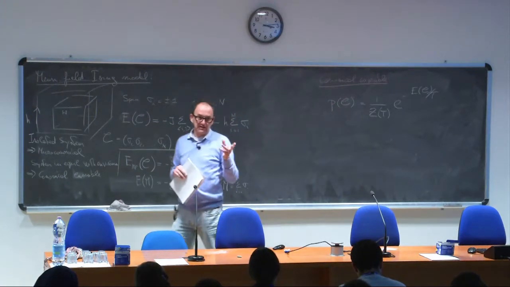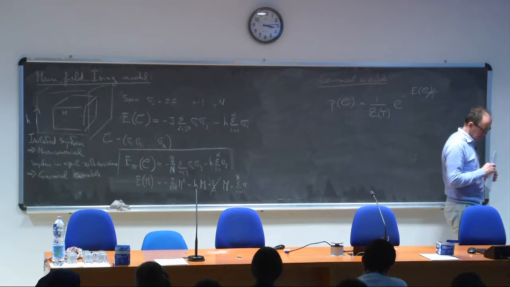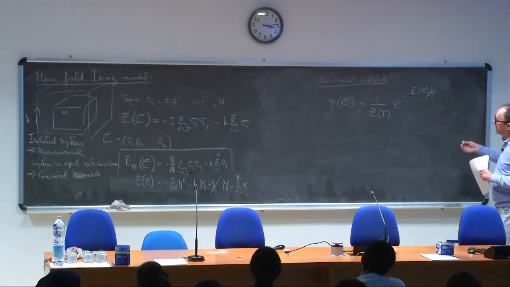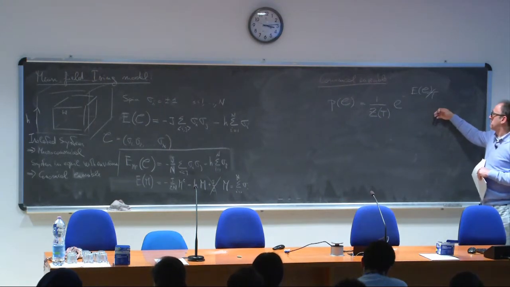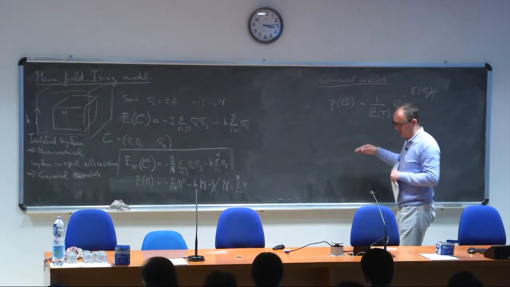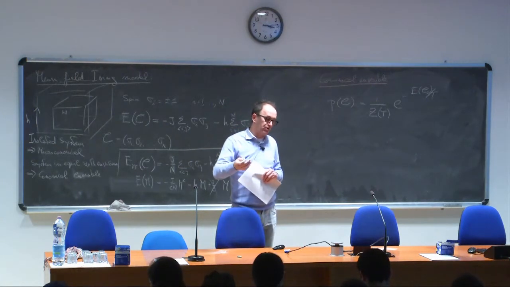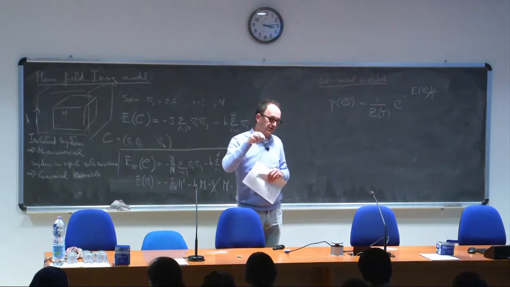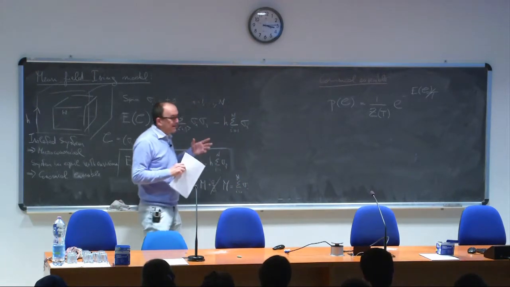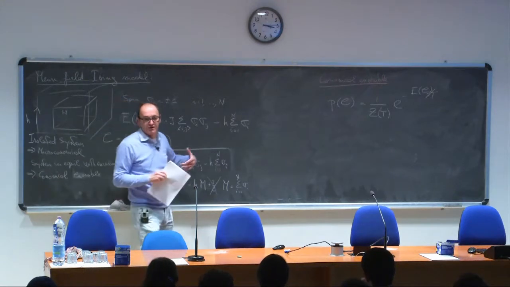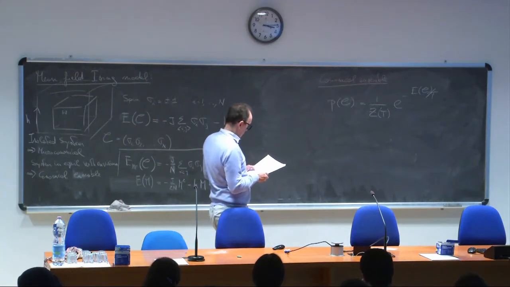The other equivalent way of seeing this is to say, okay, a priori all configurations are equally probable, but among these, I have a distribution over the space of configurations, and I want to find the distribution that also satisfies the fact that the average energy must be fixed. This is a large deviation problem, and if you solve this large deviation problem, you get this. Very good.